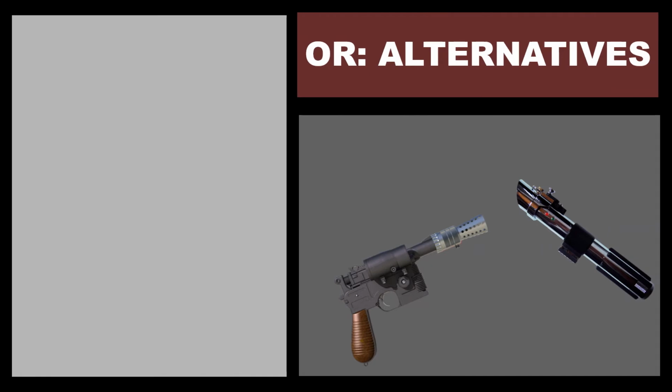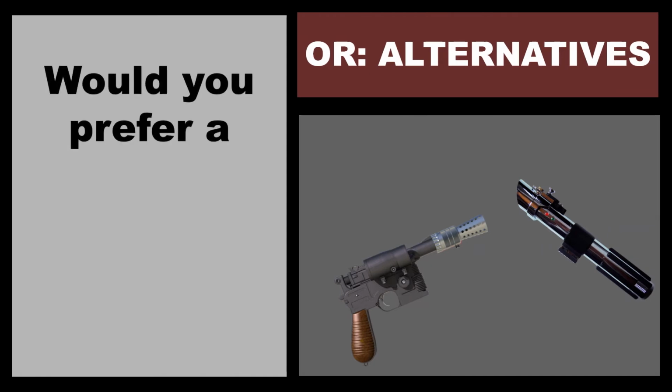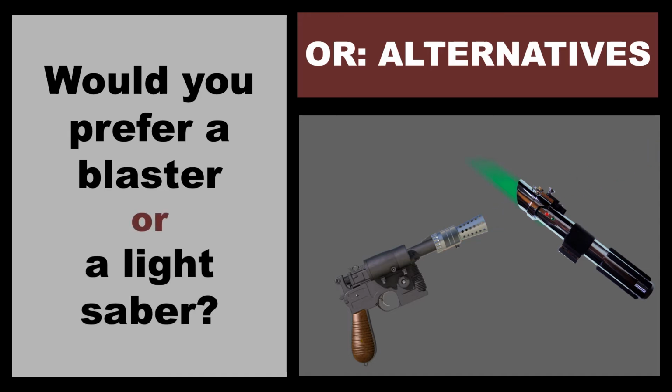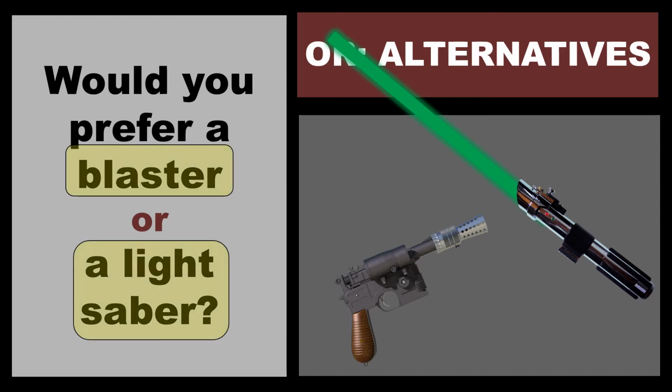In contrast, the word "or" would introduce an alternative. For example, would you prefer to have a blaster, or would you prefer to have a lightsaber? In this context, you're going into battle and you're being given a choice of weapon. You can either use the blaster or the lightsaber. Now, in this context, you can have one, the blaster, or the other, the lightsaber, but you cannot have both because the two are mutually exclusive to each other as they are alternatives.